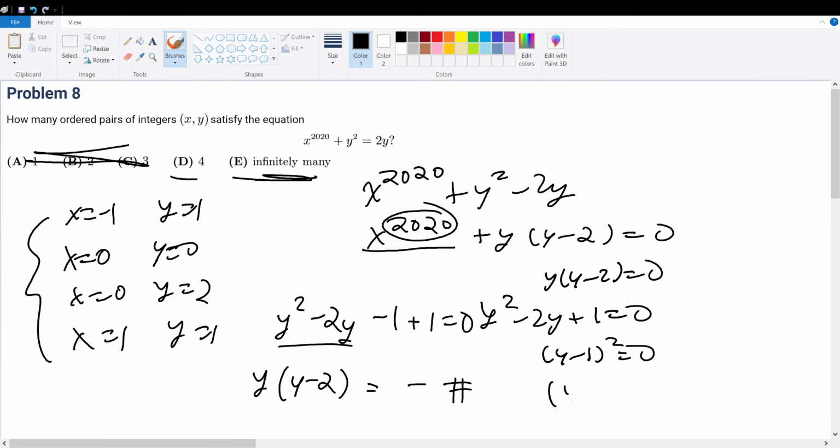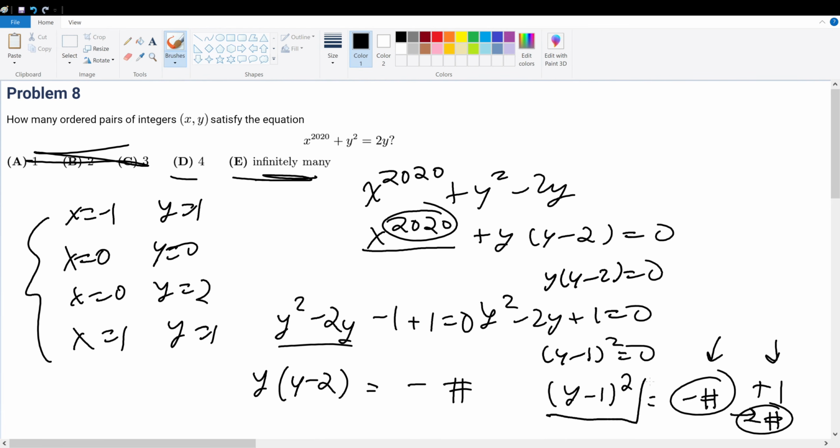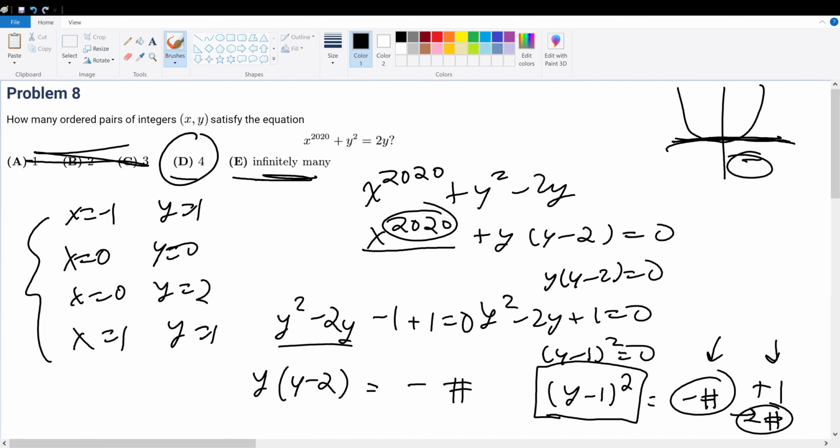Becomes y minus 1 squared is equal to a negative number, a very large negative number for that fact, plus 1. Now, a very large negative number plus 1, well, that will still be ultimately a negative number. A negative number can never be the value of a perfect square function, because remember, the graph looks like this. And the graph, oh, that's terribly drawn, but what I'm trying to say is the graph never goes below the x-axis where it's negative. Therefore, the answer choice is 4 and not infinitely many.